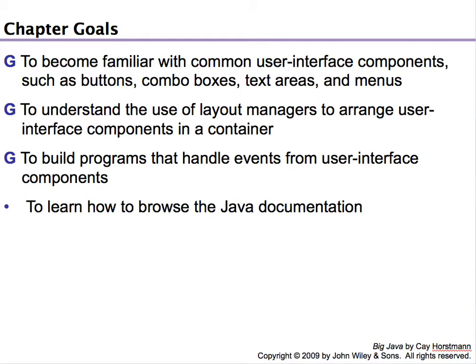So the purpose of this chapter is to introduce several common user interface components, to understand how to lay those components out in a user interface in a container, and how you register events and make them work together, making those three pieces work together. So any graphical user interface has three major parts.